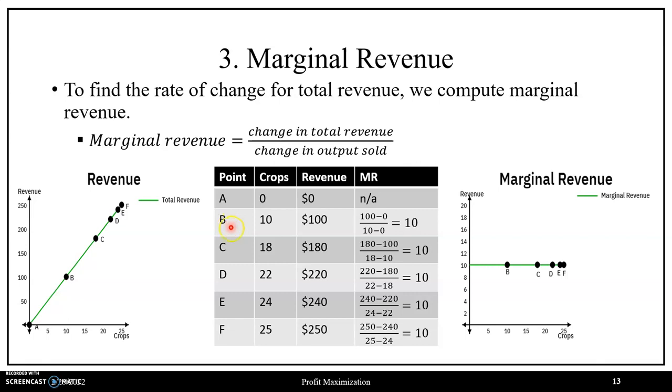And in terms of going from point B to C on our revenue graph, we see that the change in total revenue is going from $100 to $180. So 180 minus 100 gives us a value of 80. Then 18 minus 10, since we're going from 10 to 18, gives us a value of 8. 80 divided by 8 also gives us a value of 10, as we see with point C. And if we were to repeat this, going from C to D, D to E, and E to F, we would also see that we'd have $10 regardless of the amount of output that's being produced.